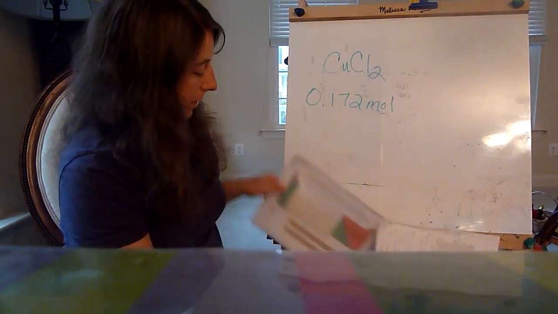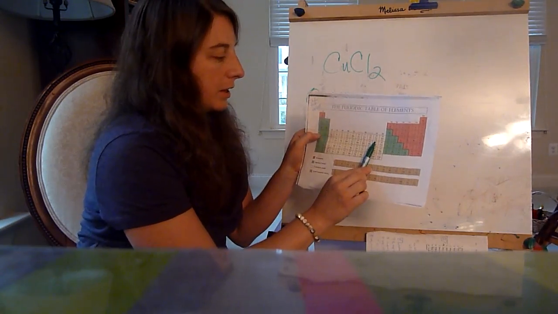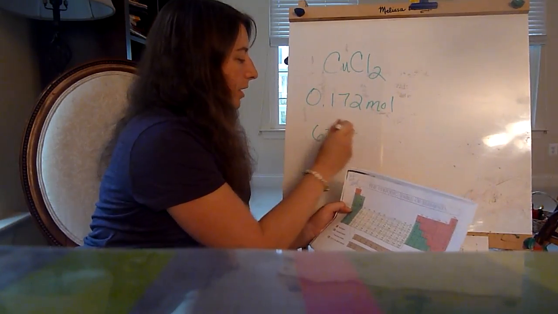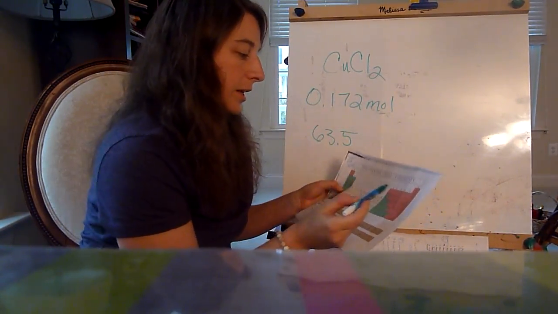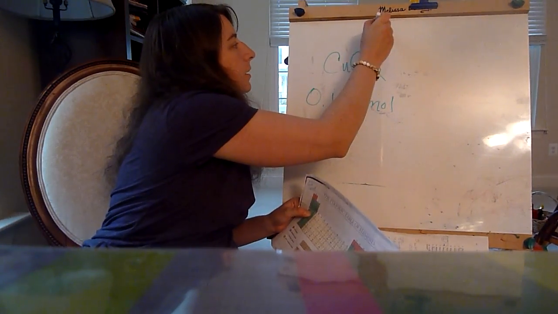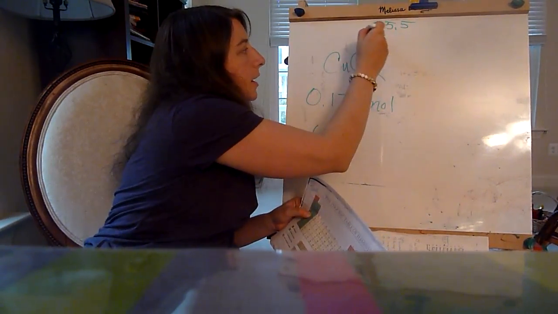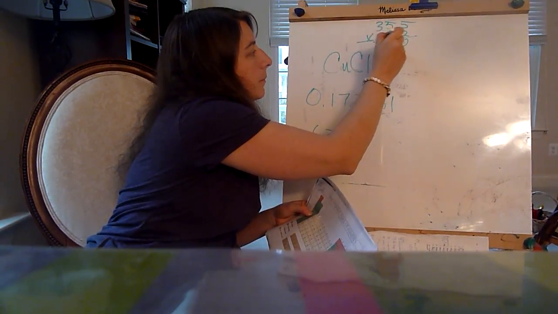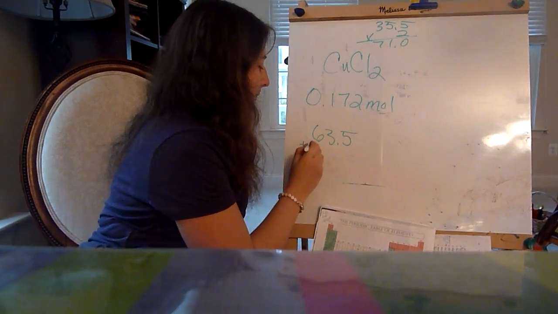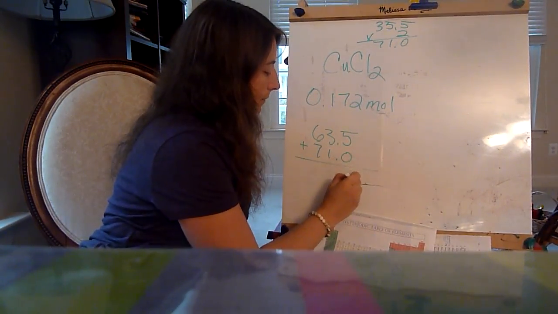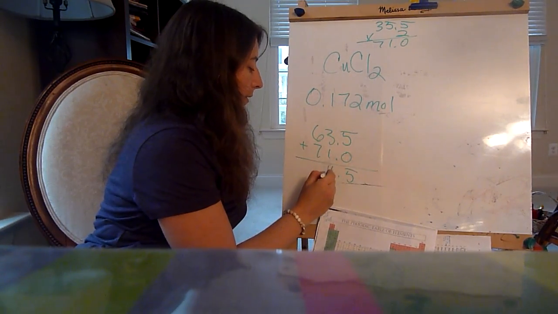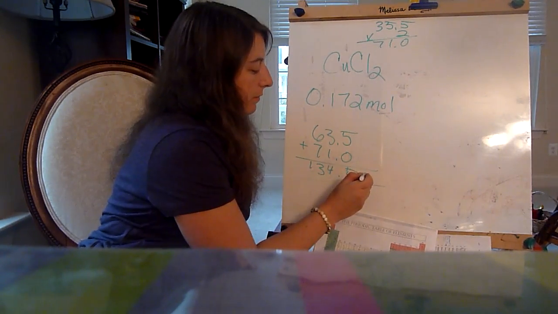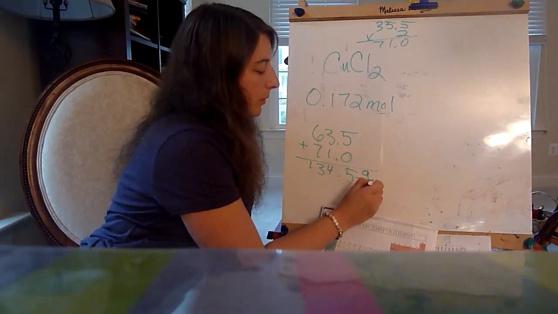So I look here at my periodic table. I find copper here in the transition metals on the first row. Molar mass of copper, 63.5 grams per mole. Chlorine is 35.5, but I have 2 of them, so 71.0. Add those 2 up. I find a molar mass of 134.5 grams of copper chloride per mole.